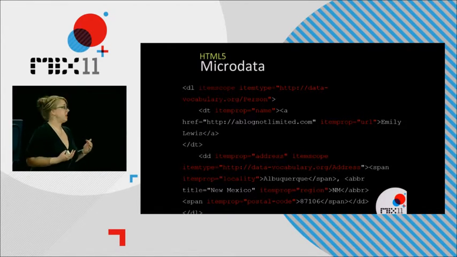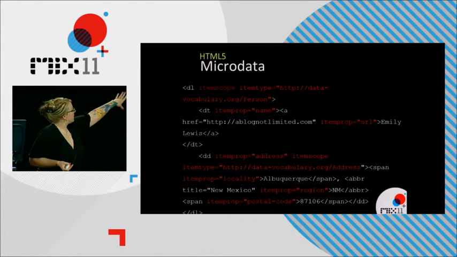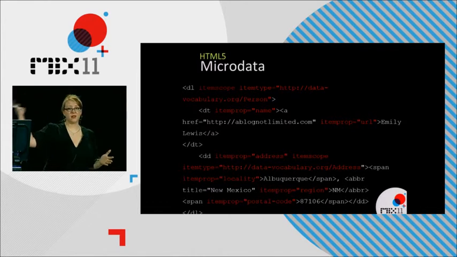And if you look closely, it's sort of doing the same thing. If you look at the dt, you see itemprop equals name. That's telling it that it's the name, and itemprop is URL. The other thing, itemtype, is describing the specific vocabulary that I should be referencing.